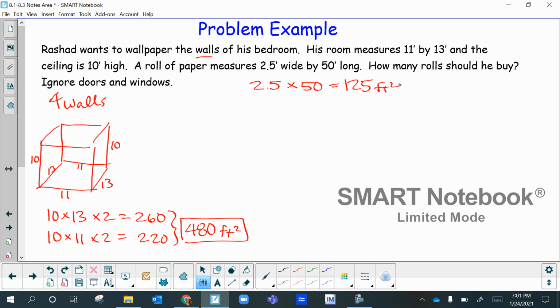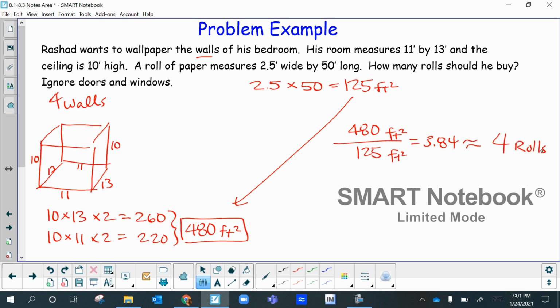Okay. And so what do you do with those? You want to divide those two right there. So what is 480 divided by 125? And you always want to make sure you're in the same square units. If not, you have to do that before you find the area. So 480 divided by 125 is about 3.84. And so how many rolls does he need to buy? Well, you can't buy 0.84 of a roll. So you're going to take that up to 4 rolls. And that's it.